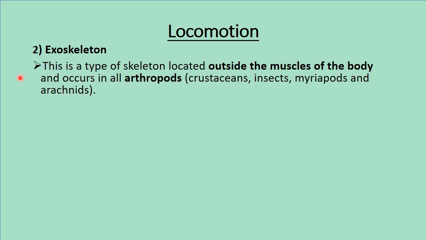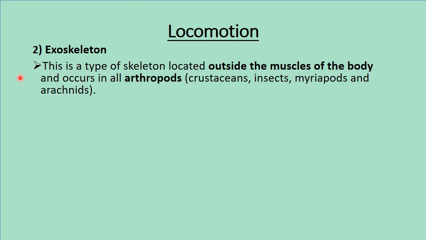Next, we take a look at exoskeleton. The word exo means outside. So exoskeleton is a type of skeleton located outside the muscles of the body and occurs in all arthropods. Arthropods, remember, in classification are crustaceans, insects, myriapods, and arachnids. So cockroaches, grasshoppers, that skeleton is an exoskeleton.